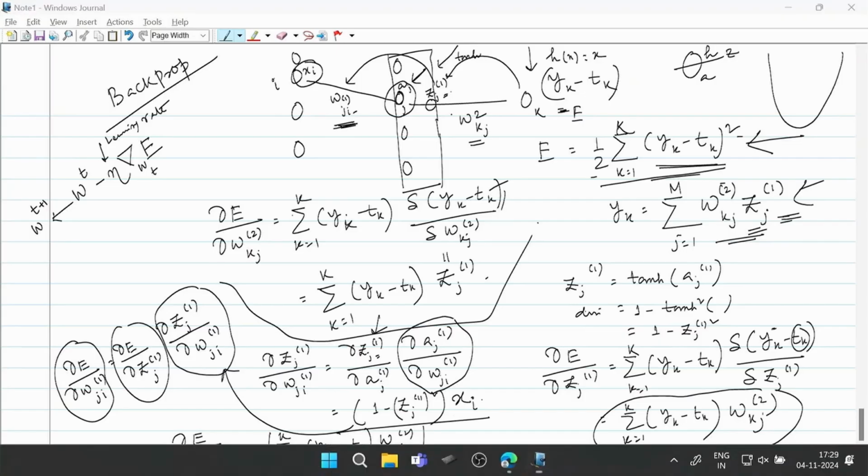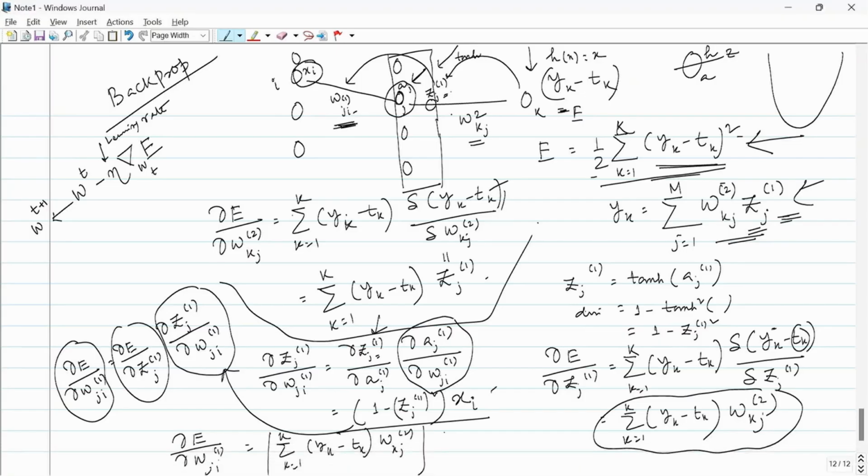So this part and this part, which is 1 minus zj square xi. Now think about it. So this is delta E, right, with respect to wji1.